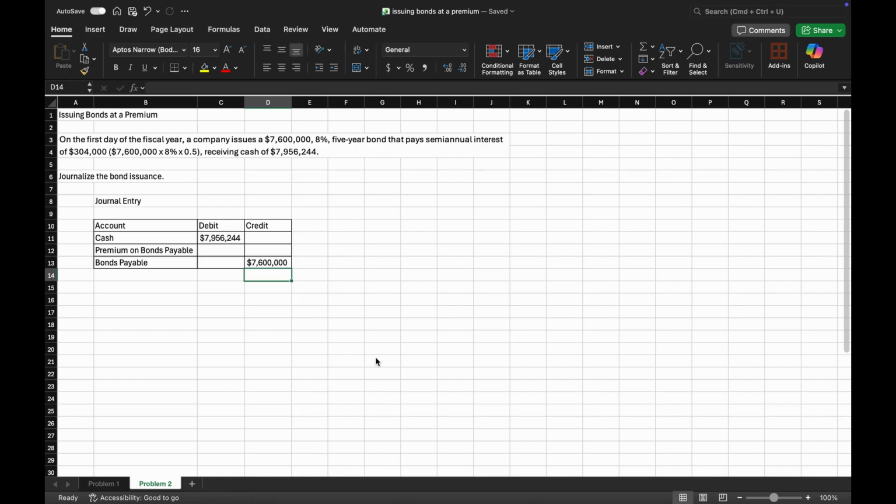Finally, we know that to get the premium account balance, we must subtract bonds payable from cash. And for us, that'll be $7,956,244 minus $7,600,000, which comes out to a credit of $356,244. And there you go. You now know and have practiced how to journalize the issuance of bonds at a premium.